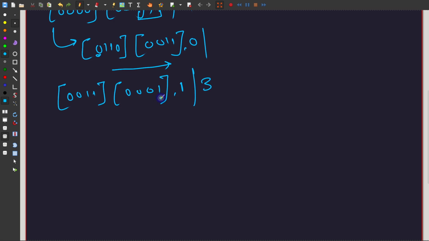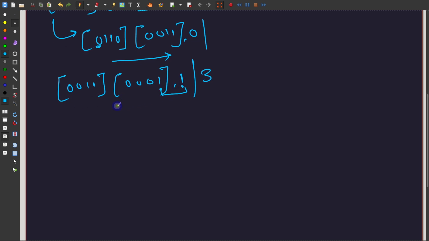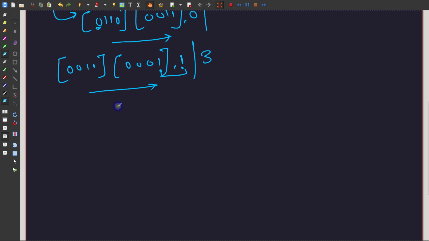Now notice how this is a 1, this is a 1. Both of these bits are the same. Now what do we do when the bits are the same in Q0 and Q minus 1? Nothing. You simply just perform a right shift and end the iteration. There is nothing to do here. So what does it become?